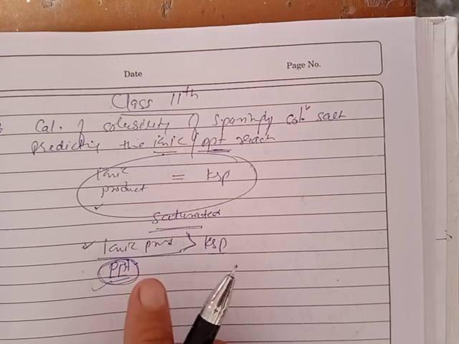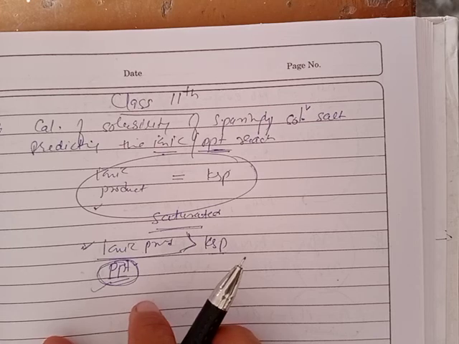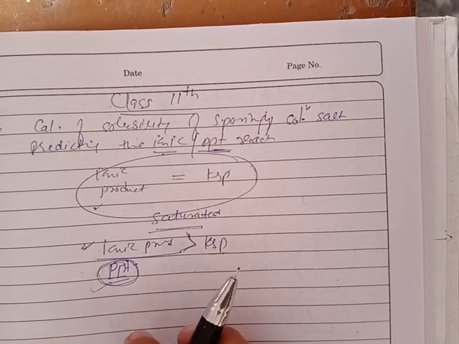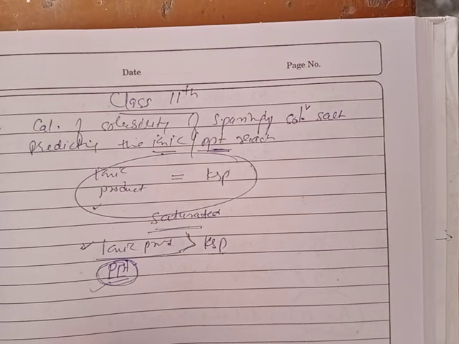Hence we can also predict whether the salt will precipitate or not when two solutions of known concentration of the ions are mixed together. Clear?